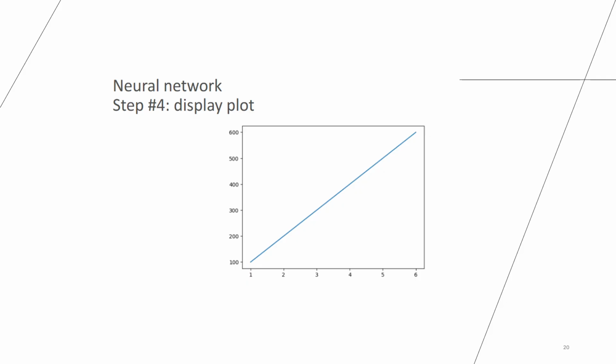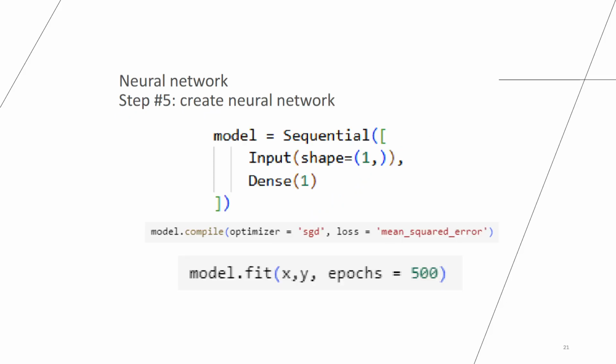Visualizing the data in this way is an important step in machine learning because it helps us understand the pattern that the model will attempt to learn. In this example, the neural network will try to discover the simple relationship that maps each input value to its corresponding output value. Now we are ready to create and train our neural network.